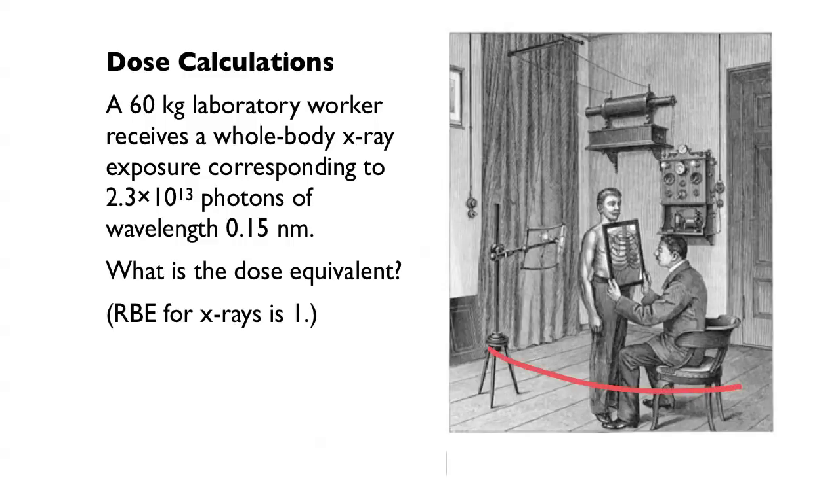Here's an early engraving of someone getting an X-ray, and you can see here's the X-ray tube producing X-rays that are coming out. They're going through him. Here's the doctor looking at the X-rays on this phosphorescent screen. Both the patient and the doctor are getting ridiculous amounts of X-ray exposure. People were really, really cavalier about that stuff back in the day. But let's go ahead and do this calculation. And let's think about how we start.